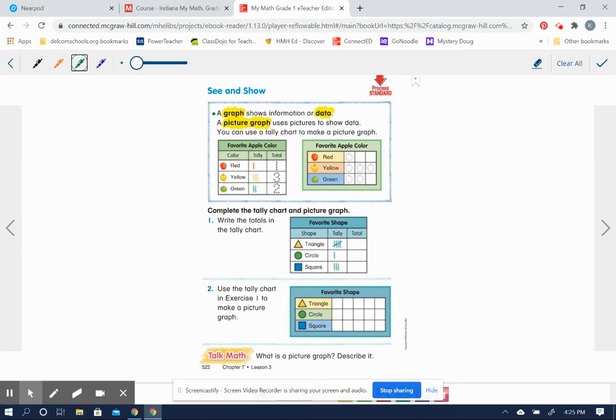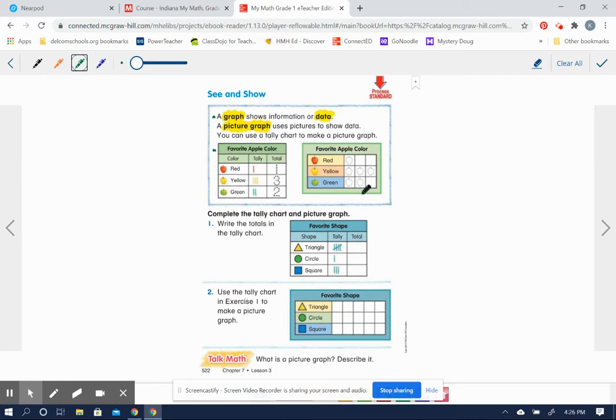There are other kinds of graphs, as I said before. There's a bar graph, there's line graphs, and so on. But we'll talk about those later. Okay, today we're talking about a picture graph. So here is our tally chart for favorite apple color. Because you know, apples can be red, they can be yellow, or they can be green.